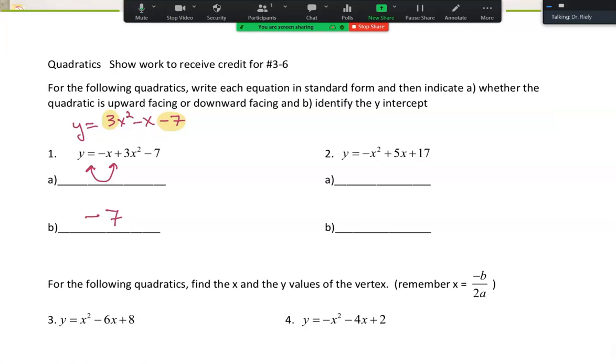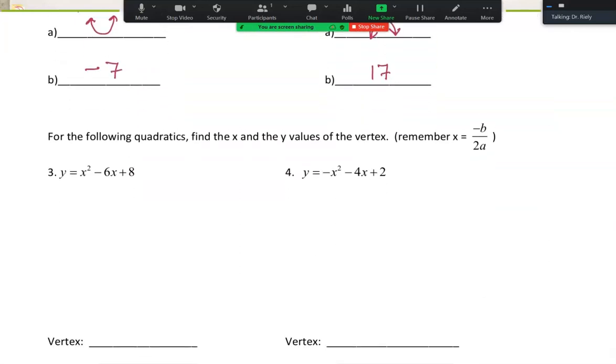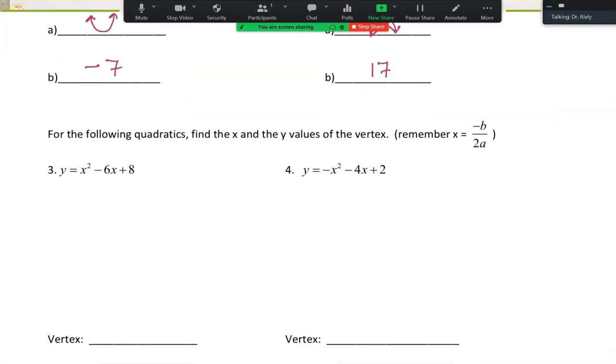Looking at the next one, I'm seeing that the leading coefficient right here is negative. That means I will have a downward-facing parabola. And to get my y-intercept, I just grab off the constant. That's where it crosses the y-axis. Done.